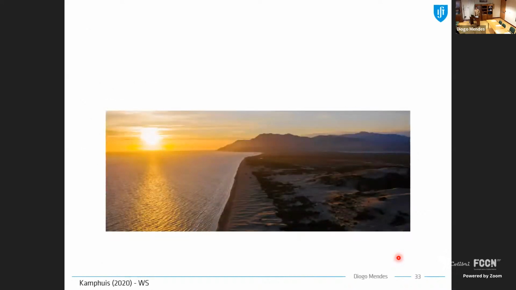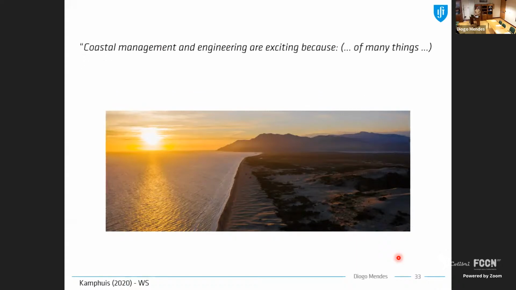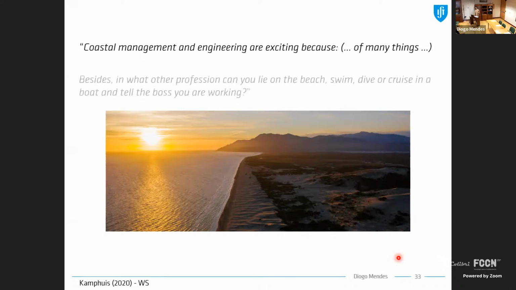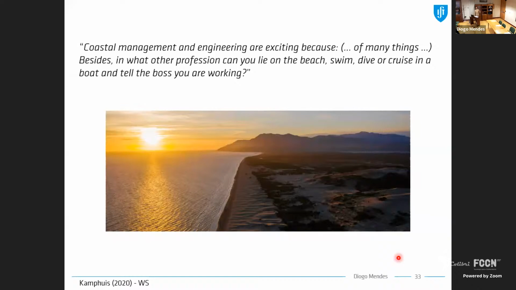And to close this seminar, coastal management and engineering are exciting because of many things. So I'm also quoting Professor William Campbell. During the last decade, I had the privilege to work with amazingly knowledgeable persons, including civil engineers, oceanographers, geologists, and also biologists. So I would like to thank you all for the knowledge that I acquired during the process. Besides, no matter the profession, can you lie on the beach, swim, dive, or cruise, and tell the boss you are working.